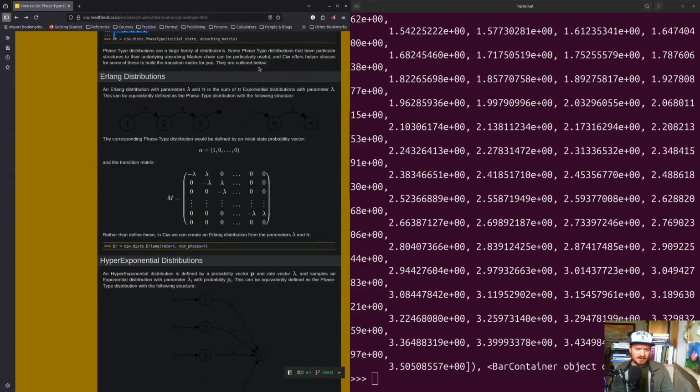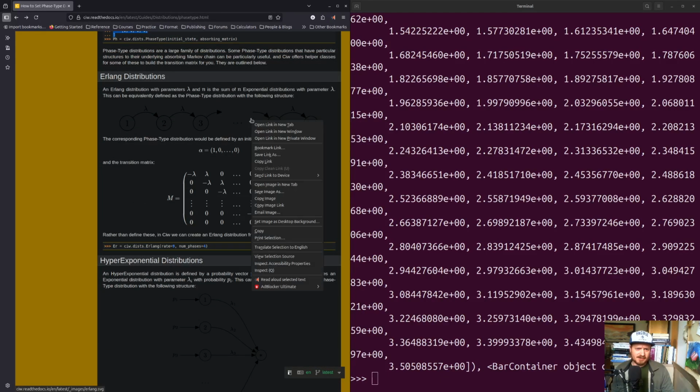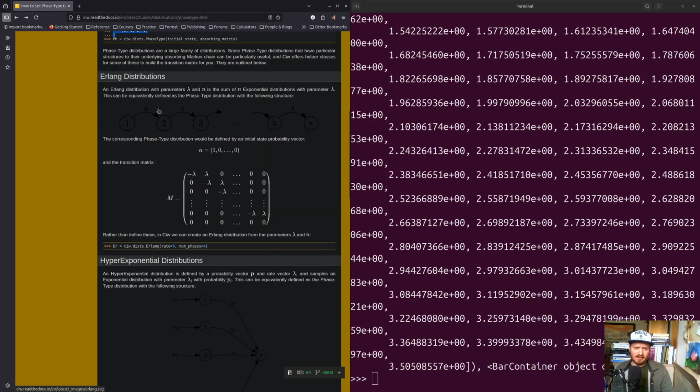Okay, so one of those examples is an Erlang distribution. And we're also going to look at the diagram that they've got there in just a moment. But first, let's read what they have to say about Erlang distributions. An Erlang distribution with parameters lambda and n is the sum of n exponential distributions with parameter lambda. So that is pretty much definitional.